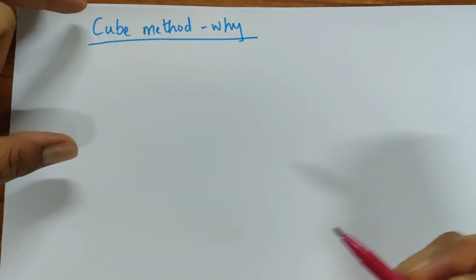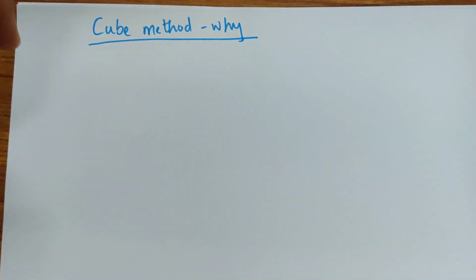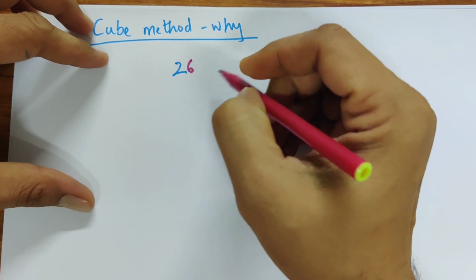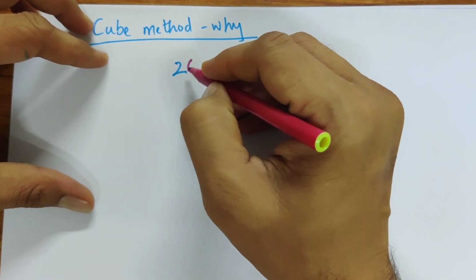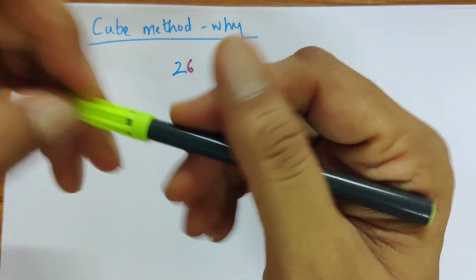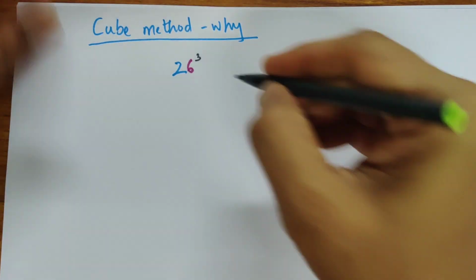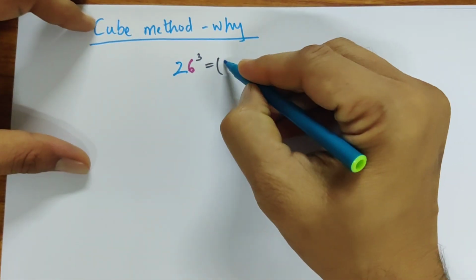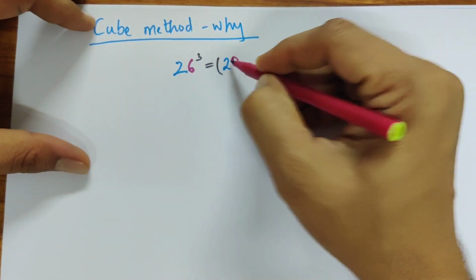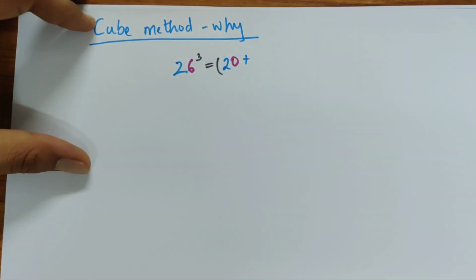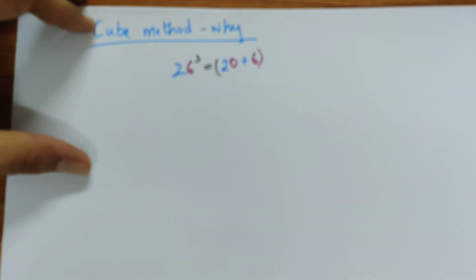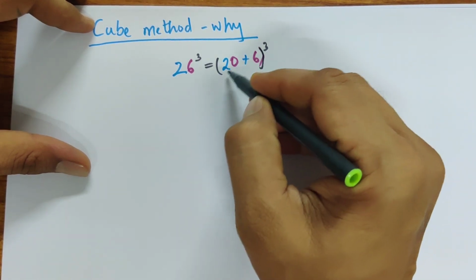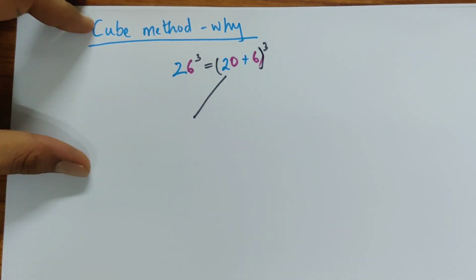So how does it work? If we look at 26, let's use two colors. So let's say 26, right? And we want the cube of this. So this is equal to, basically we have 20 plus 6, right? And we want the cube of this. So this is (a plus b) whole cube, which gives you the cube of this.